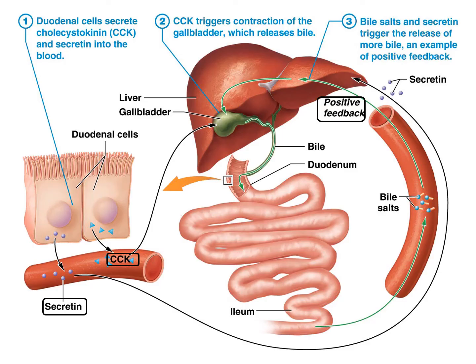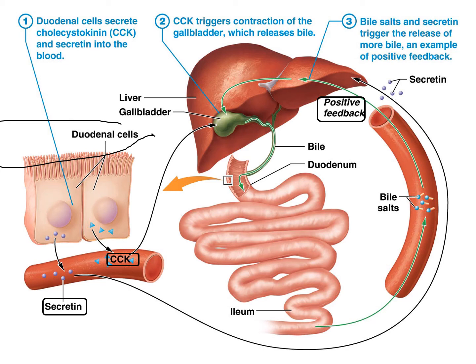Okay, so let's look at this figure here. Duodenal cells secrete cholecystokinin, CCK, and secretin into the blood. So here are the duodenal cells. They're secreting secretin and they're secreting cholecystokinin into the bloodstream.